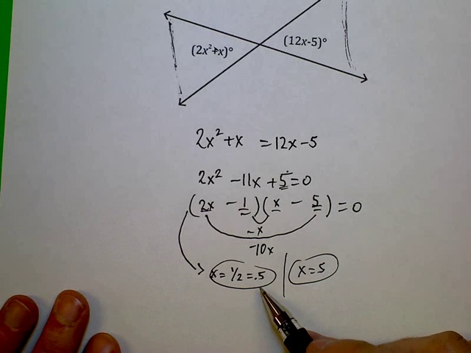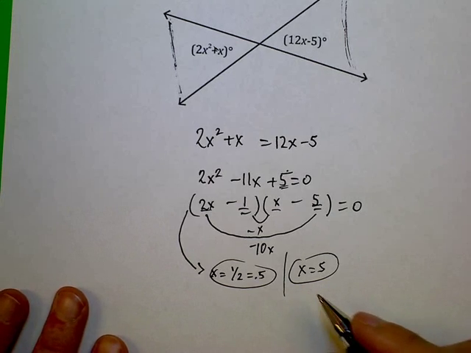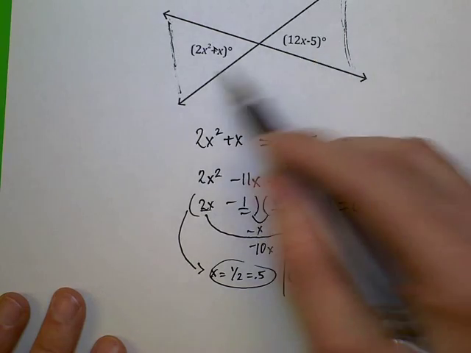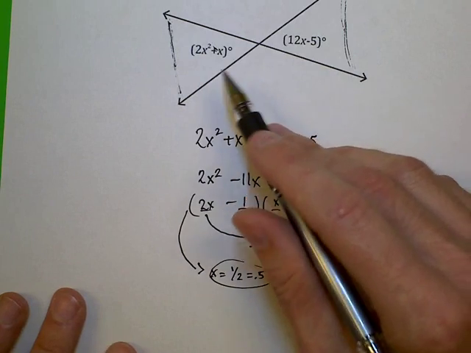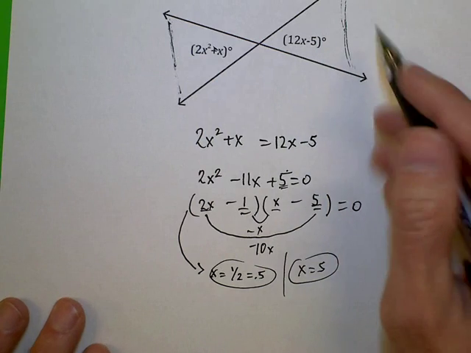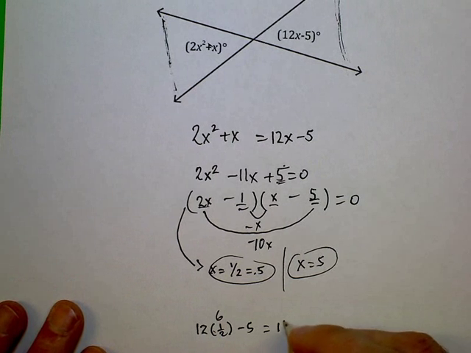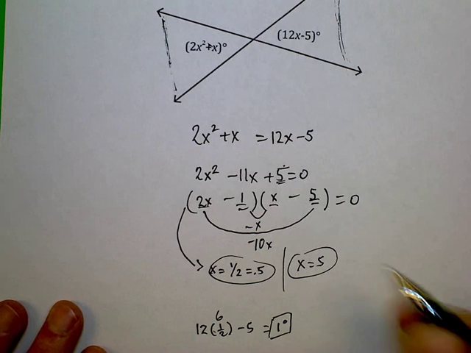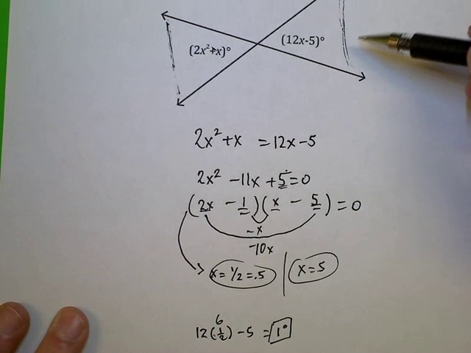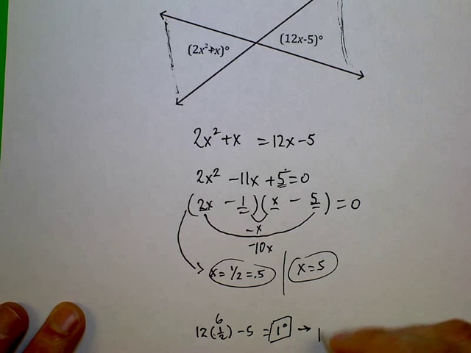You might be tempted to say that this 0.5 probably isn't going to make much sense, but maybe it does. Let's see. Let's plug in the 0.5. Remember, these are both exactly the same, so it doesn't matter which side we plug it into. The linear side is much, much easier here. So one of these angles could be 12 times 1/2 minus 5. That's 6 minus 5, which is 1 degree. So here is a possible answer. Is it a sensible answer if this thing is drawn to scale? No, so this is probably not true.